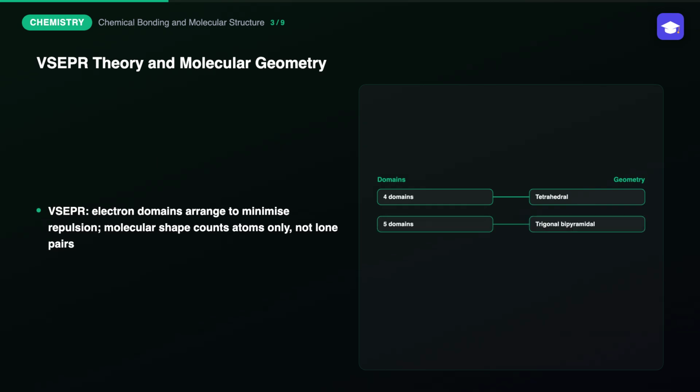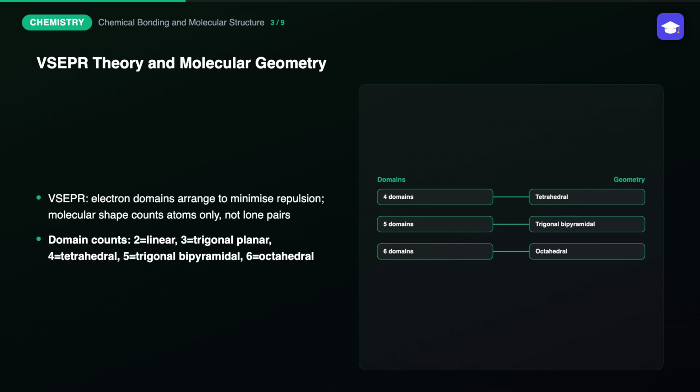Valence shell electron pair repulsion theory, VSEPR, predicts a molecule's actual three-dimensional shape based on one simple core idea: electron pairs around a central atom, whether they're bonding pairs or lone pairs, arrange themselves in space to be as far apart from each other as geometrically possible, minimizing mutual electrostatic repulsion. The specific electron pair geometry depends directly on the total number of electron domains around the central atom.